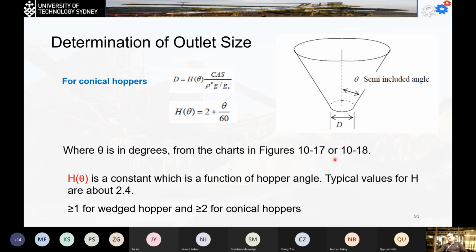From Figure 10.17 or 10.18. In 10.17, we have the symmetrical outlet. In 10.18, we have the conical outlet. H theta is a constant which is a function of the hopper angle, and the typical value for H is about 2.4, which is more than 1 for the rigid hopper and more than 2 for the conical hoppers. I prefer the 2 calculated.